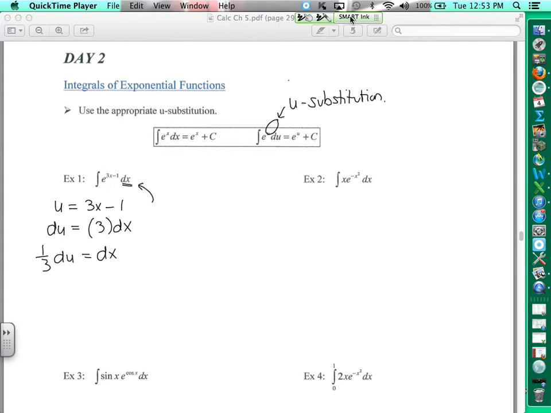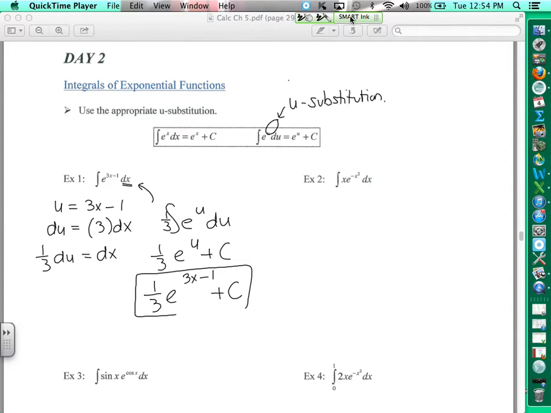And now I can rewrite this integral all in terms of u. So I have e to the, instead of 3x minus 1, I'm going to make it u. And dx I'm going to take out and make it 1/3 du. We'll put the 1/3 in front of the integral. If you integrate e to the u, you're going to get e to the u. And then finally take out that u and replace it with what u is equal to in terms of x.